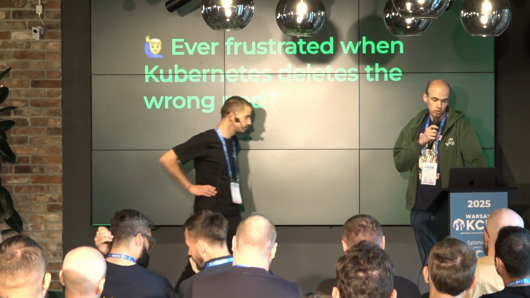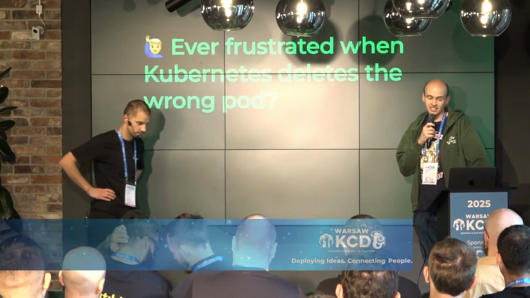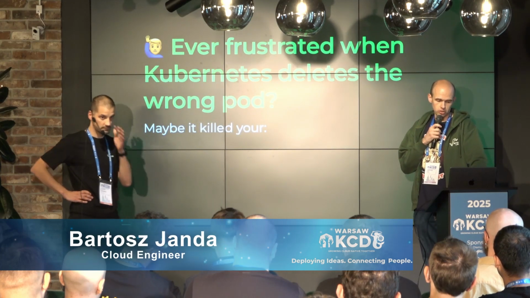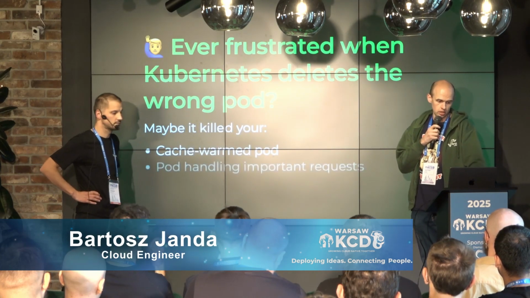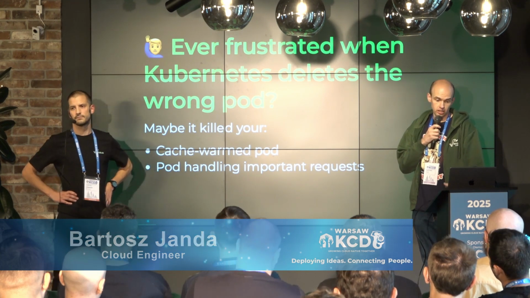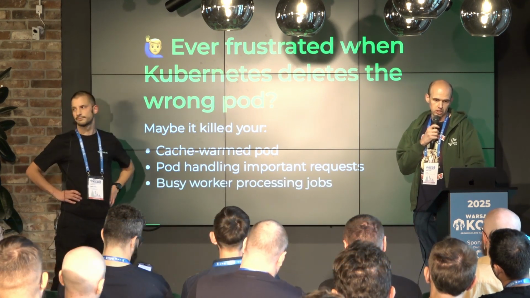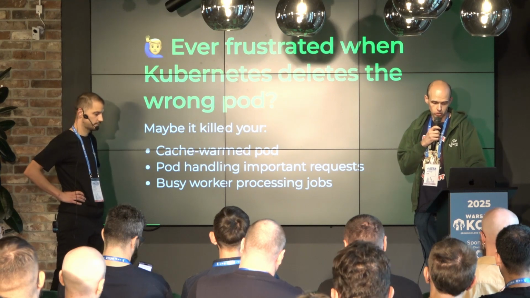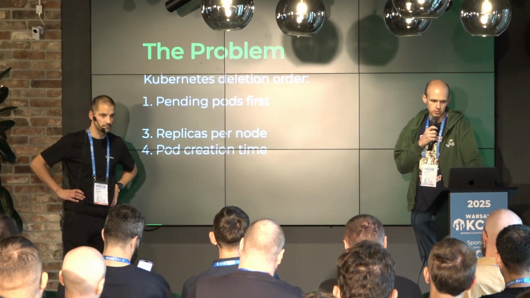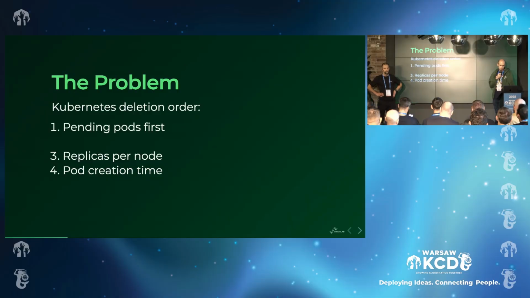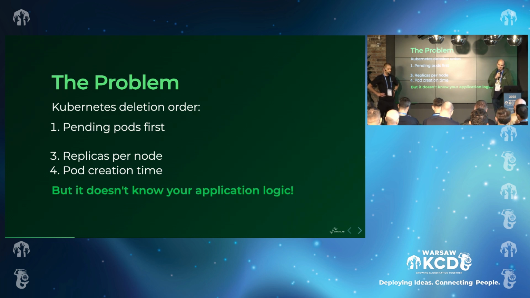Did you ever have a problem that Kubernetes deleted the incorrect pod? For example, the pod which has a warm cache, or the pod was handling an important request, or maybe the pod was processing an important background job. So why does this happen? Internally, Kubernetes decides which pods to delete based on the pod status, the number of pods per node, and the pod age. But it does not know the application logic. And we can change that.